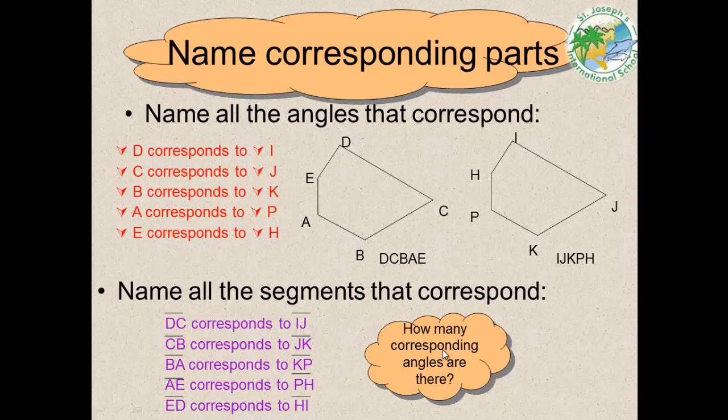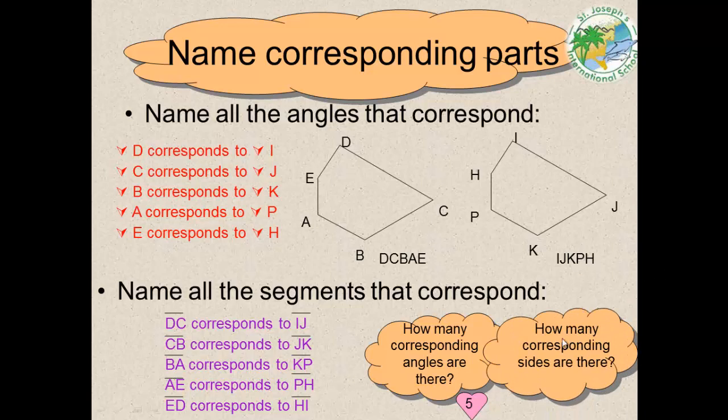How many corresponding angles are there? 5. Corresponding angles: 1, 2, 3, 4, 5. We have 5 corresponding angles. How many corresponding sides are there? 1, 2, 3, 4, 5. Then 5 corresponding sides and 5 corresponding angles.